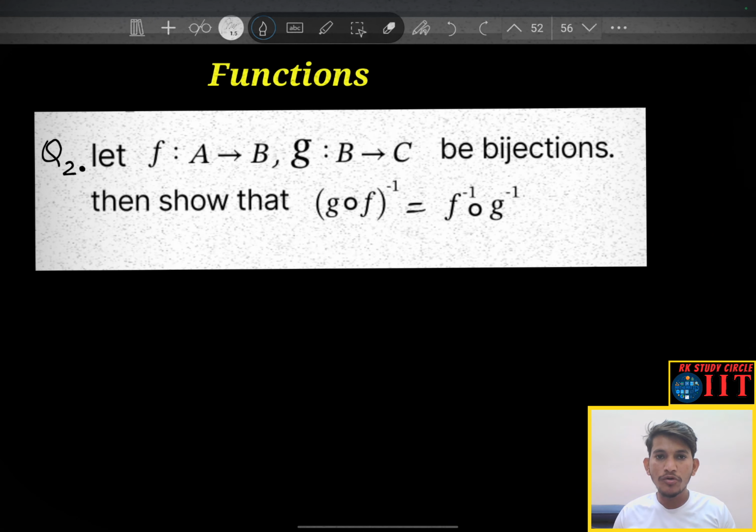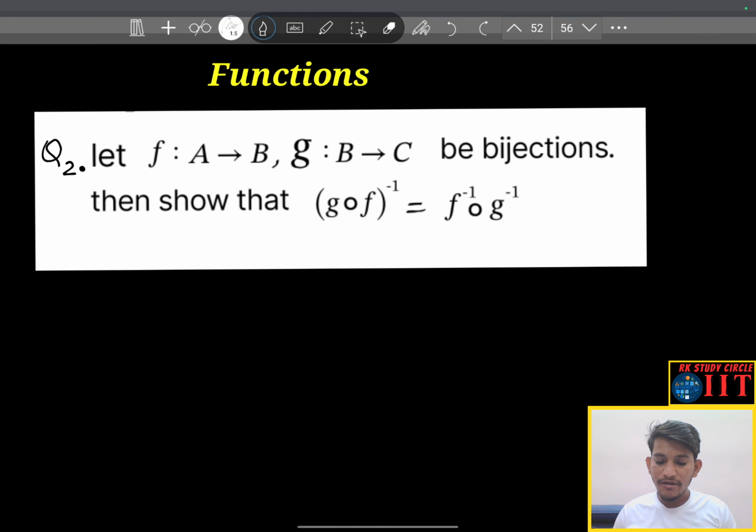Here was the second question. Let f mapping from A to B and g mapping from B to C be bijections. Then show that (g∘f) inverse equals f inverse ∘ g inverse.